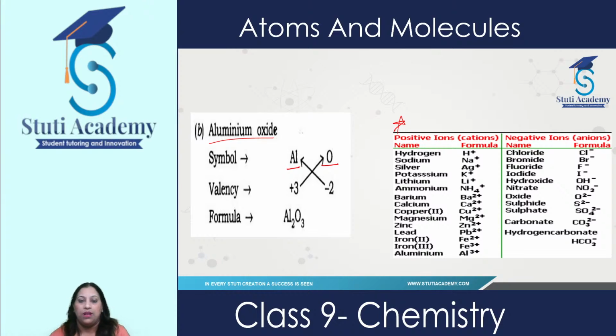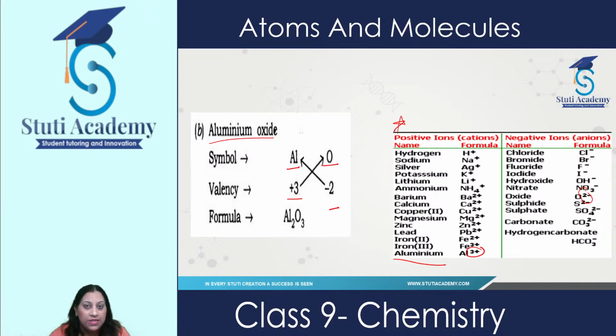Now look at the table. Aluminium is here, and what charge does it have? It has +3. So I'll write +3 here. It's the valency of aluminium. And oxygen, its valency is 2. So I've written 2 here. Then crisscross these valencies and you'll get the answer, Al2O3.